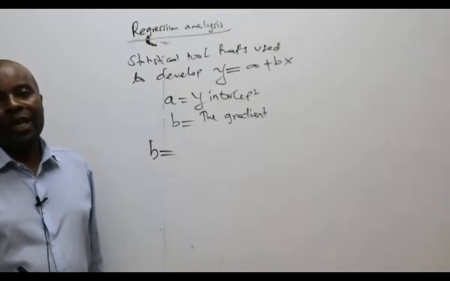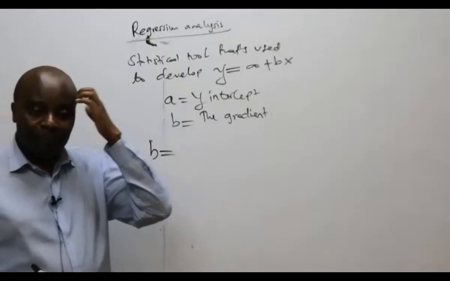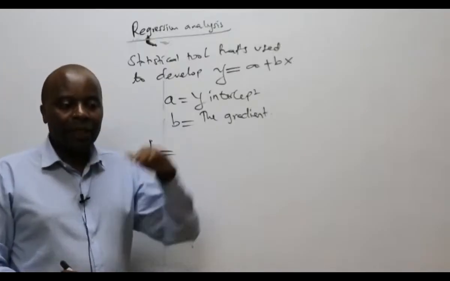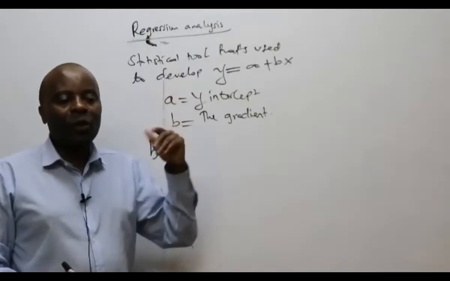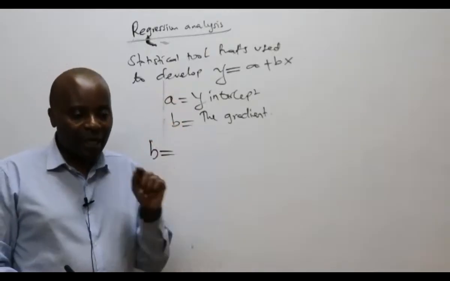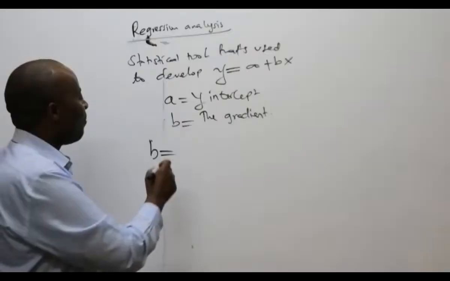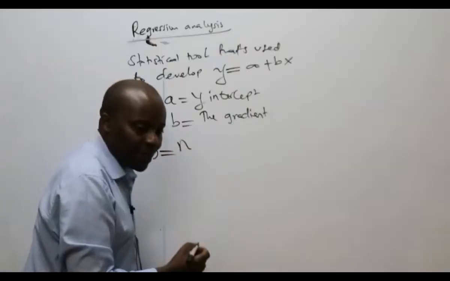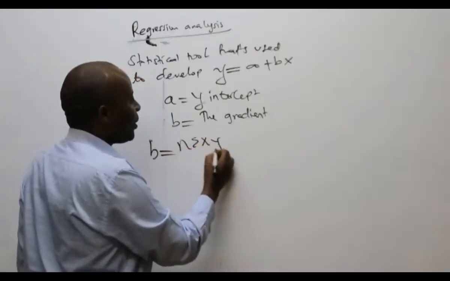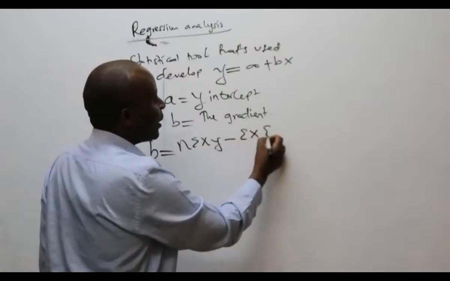The formula for getting the numerator. So very good. I can see in this case here, somebody who is very creative. They have said here b equals n summation of xy minus summation of x, summation of y.